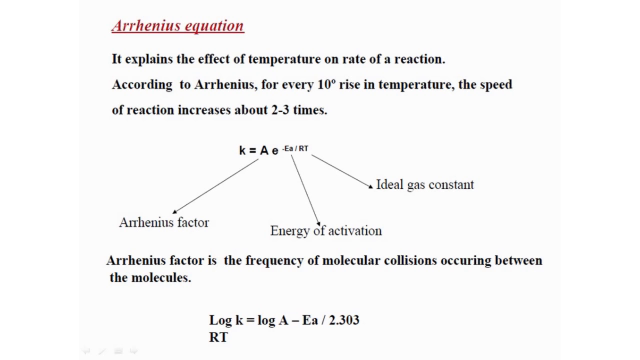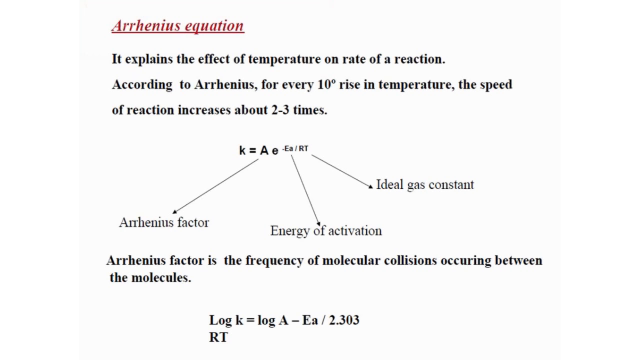So in this equation, this is A, the Arrhenius factor, right? Ea is the energy of activation. Energy of activation means the minimum energy required for initiating the reaction, and R and T: R is the universal gas constant. So the Arrhenius factor, this is A, is the frequency of the molecular collision between the molecules, meaning the rate at which the molecules are going to collide. The Arrhenius factor will determine the rate of collision among these molecules, right?